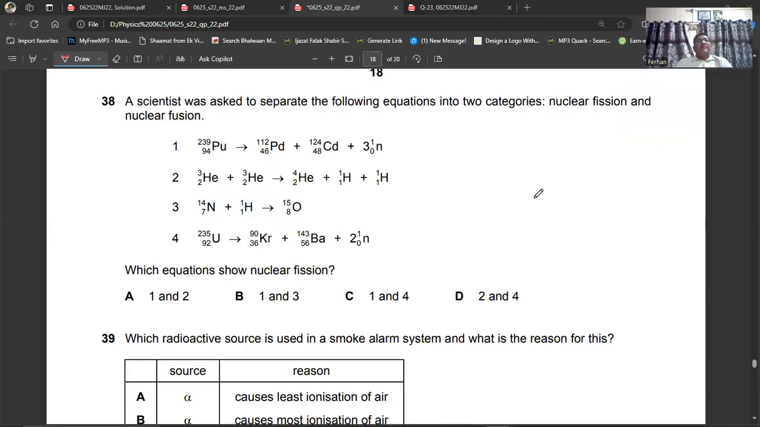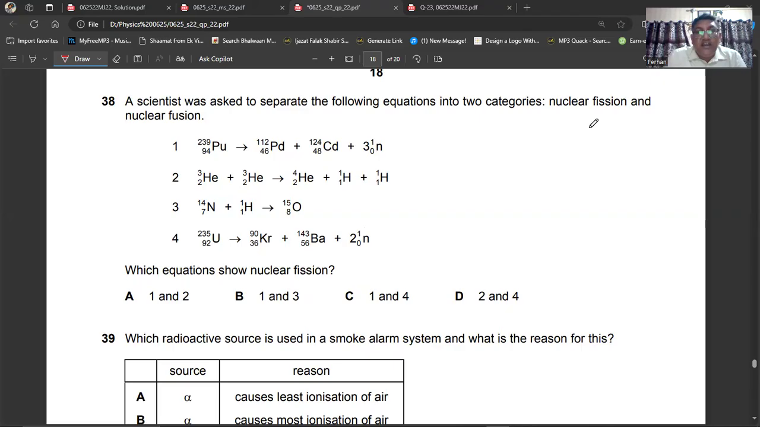They say a scientist was asked to separate the following equations into two categories: nuclear fission and nuclear fusion. In nuclear fission, you have a larger nucleus that breaks and converts into two smaller nuclei, and neutrons are given out. In nuclear fusion, two smaller nuclei come, join, and make a larger nucleus.